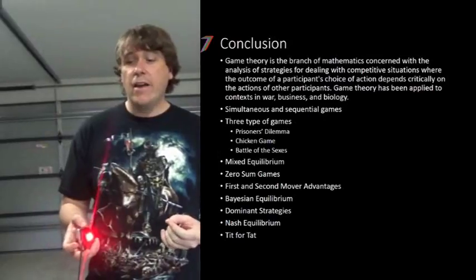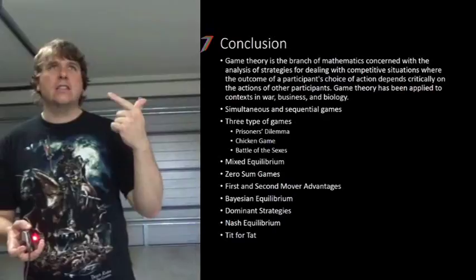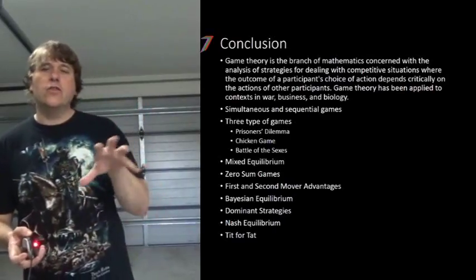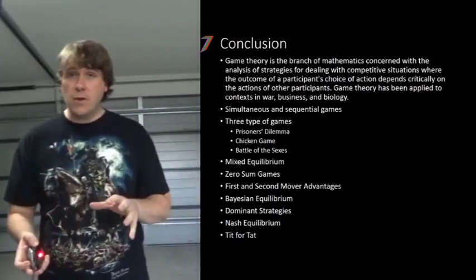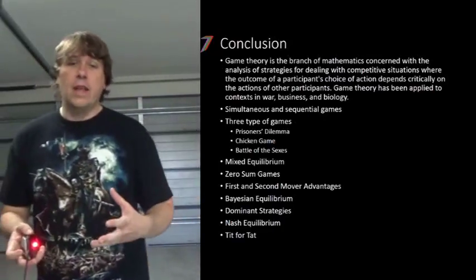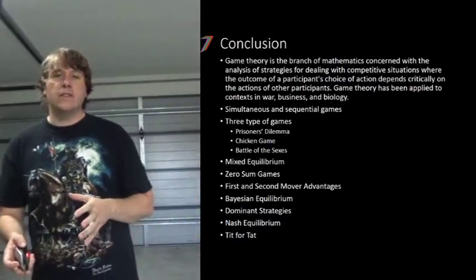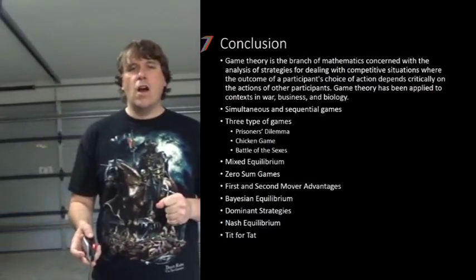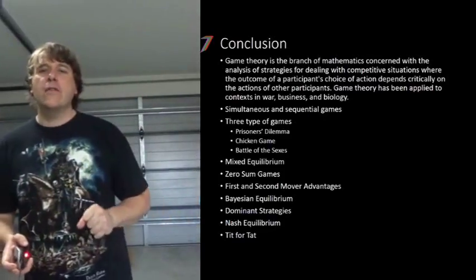That is where basically the sum of what the winner gets is the sum of what the loser loses. So you've got a net sum of 0. We've looked at what first mover and second mover advantages are and how that can play out. And we also had a quick look at the strategy called tit for tat. Alright, so that takes me to the end of this very theoretical presentation of game theory.